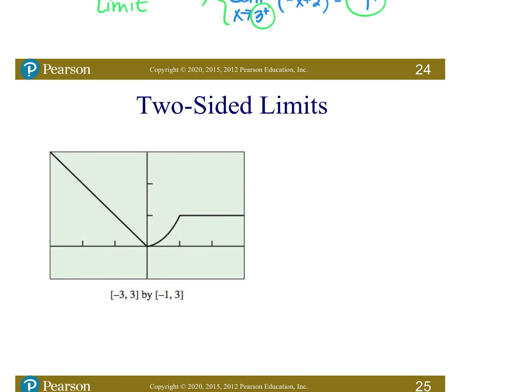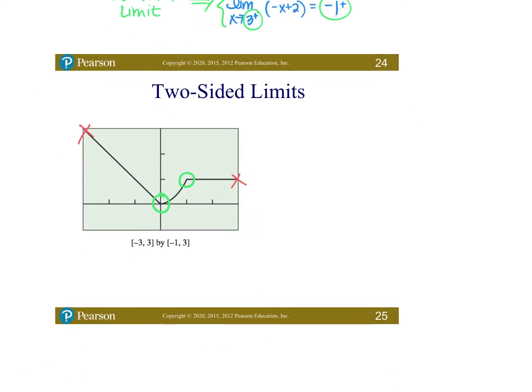All right, so several two-sided limits here. There's a two-sided limit here because of the connection point. There's another two-sided limit here because of the connection point. The ends are not two-sided limits because you only see one side of it. Okay, we only see -3 minus, so that is not a two-sided limit. And we only see +3 plus, that is not a two-sided limit.